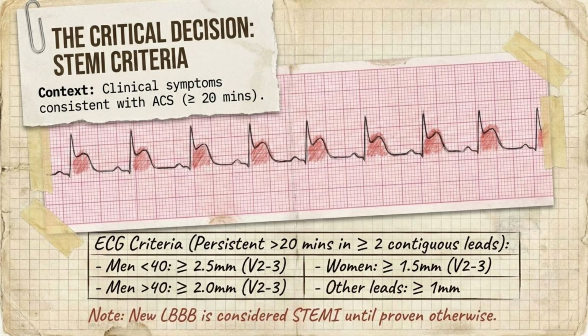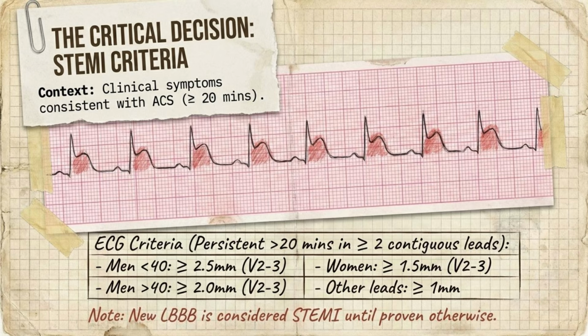So let's take the V2 and V3 leads, which look at the front wall of the heart. In a man under 40, you need at least 2.5 millimeters of elevation. Oh, okay. But if he's over 40, that drops to 2 millimeters. And for a woman, any age, it's just 1.5 millimeters. That's a huge difference. A 2 millimeter elevation that's a massive heart attack in a woman could be considered normal in a younger man. Exactly. If you use the male criteria on a female patient, you will miss her heart attack. It's that precise. And then for most of the other leads, it's a flat 1 millimeter cutoff.